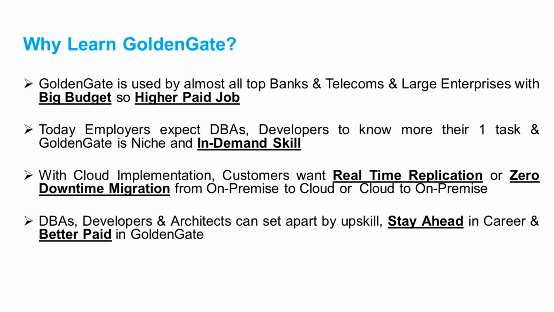Another thing I want to tell you: average salary as per Indeed, it's not my figures, you can also check. The average salary of a DBA in the US is $96,000 per year. However, for people with Golden Gate knowledge, the average salary is $125,000 and upwards per year.